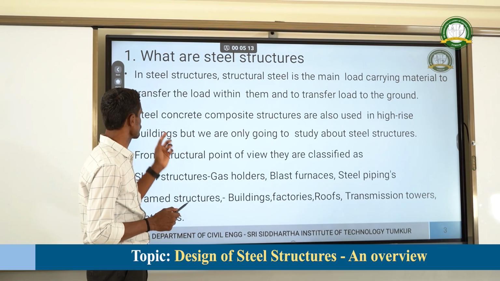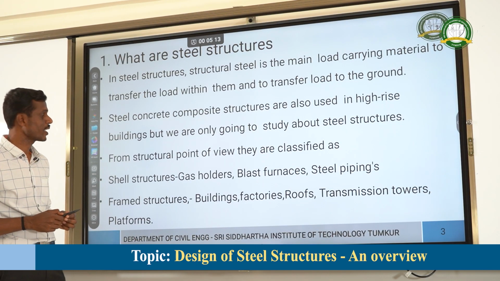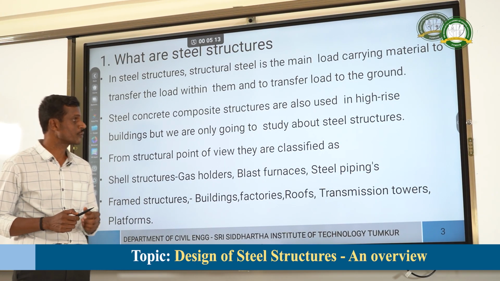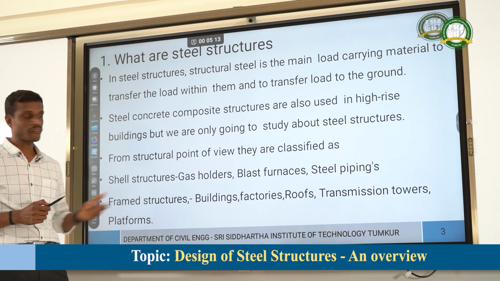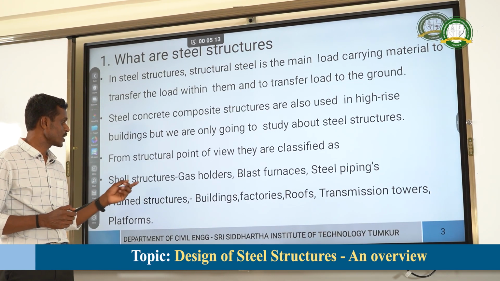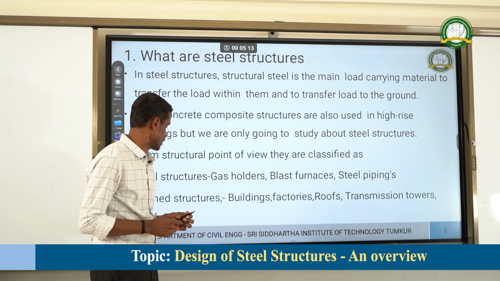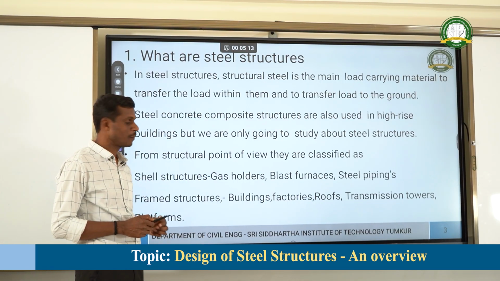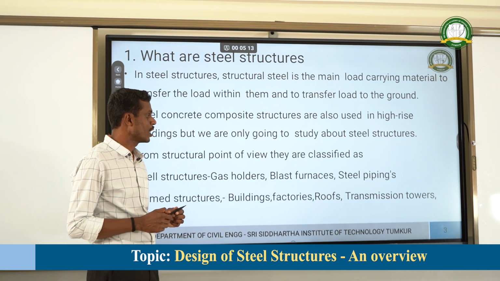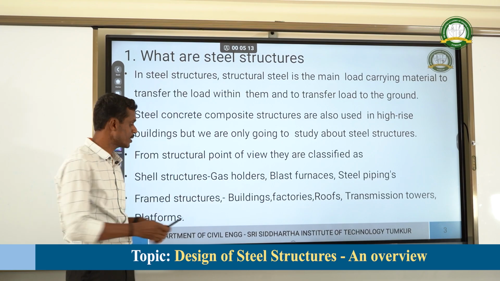So, coming to the steel structures, steel concrete composite structures are also used in high rise buildings, as we are going to study only in a broader way. From a structural point of view, they are classified as shell structures, that is gas holders, blast furnaces and steel pipings. Coming to the framed structures, there are buildings such as factories, roofs, transmission towers and platforms. Here we are going to construct these steel structures.